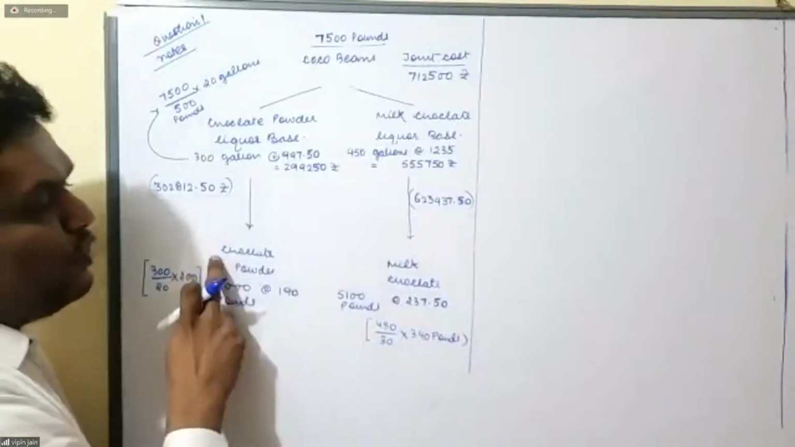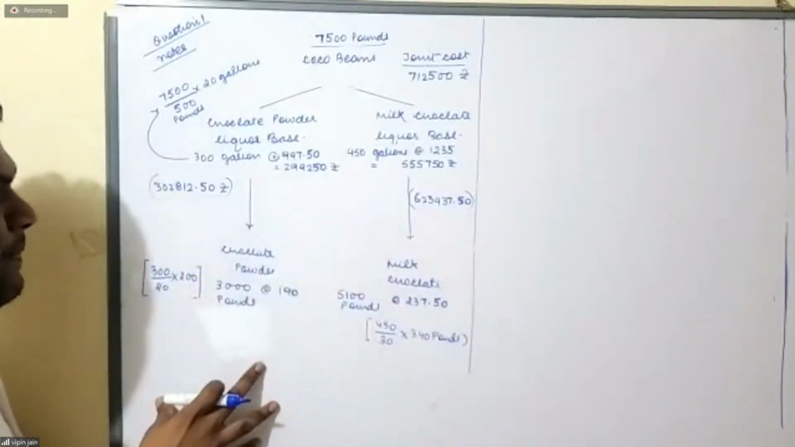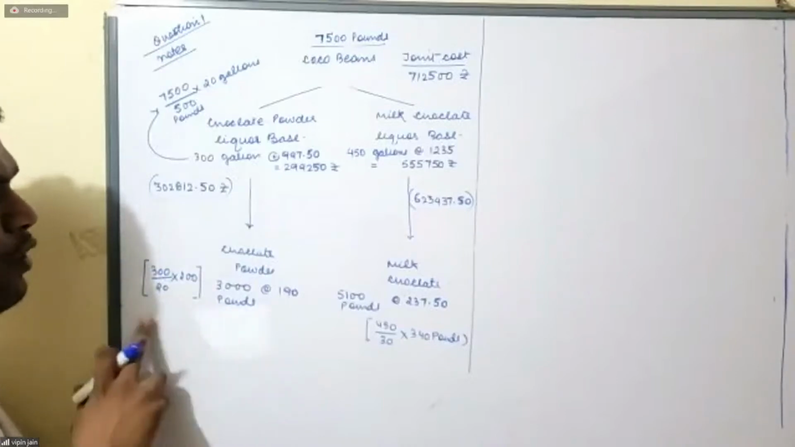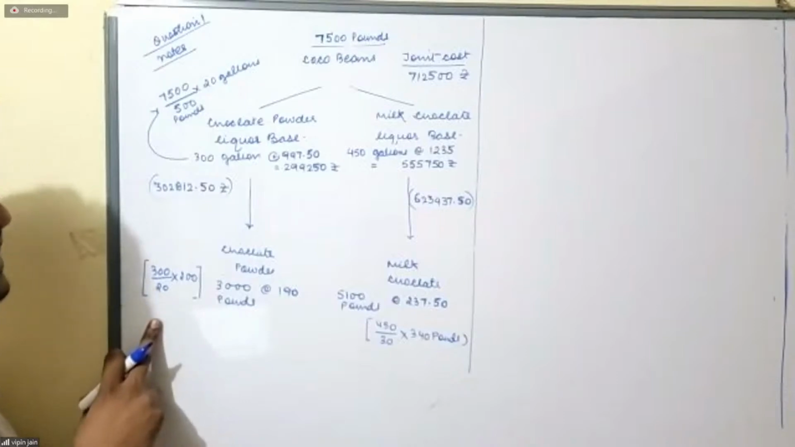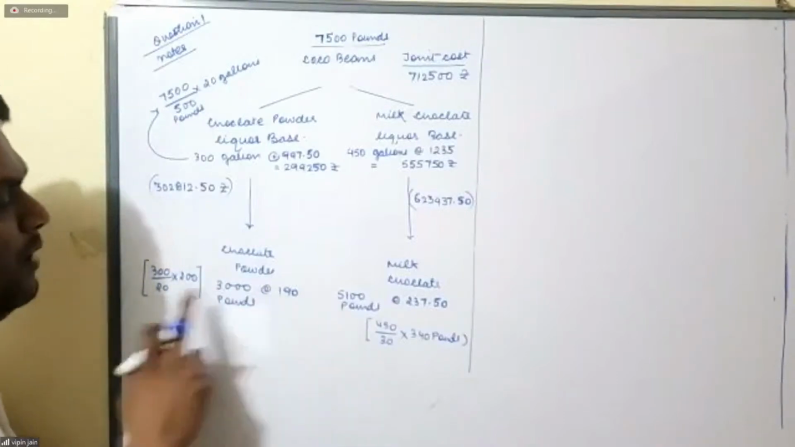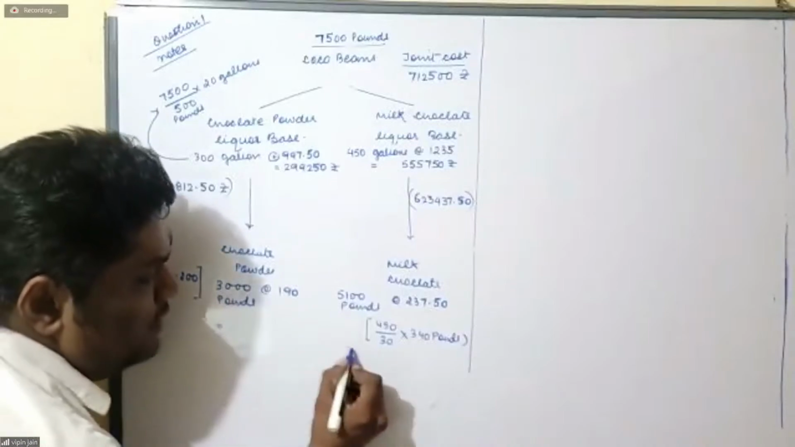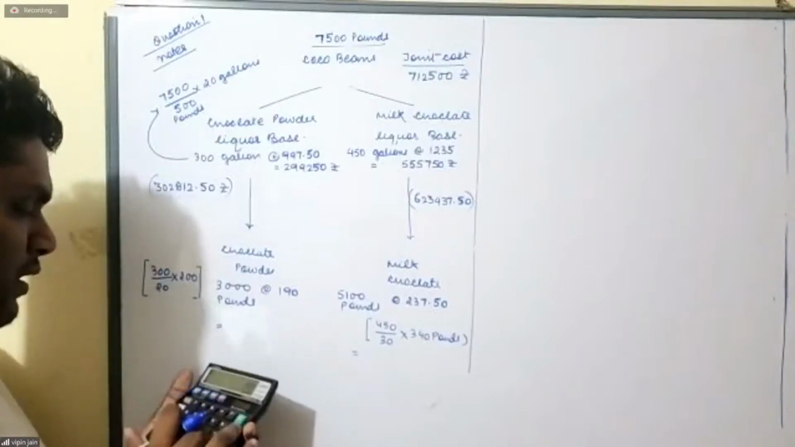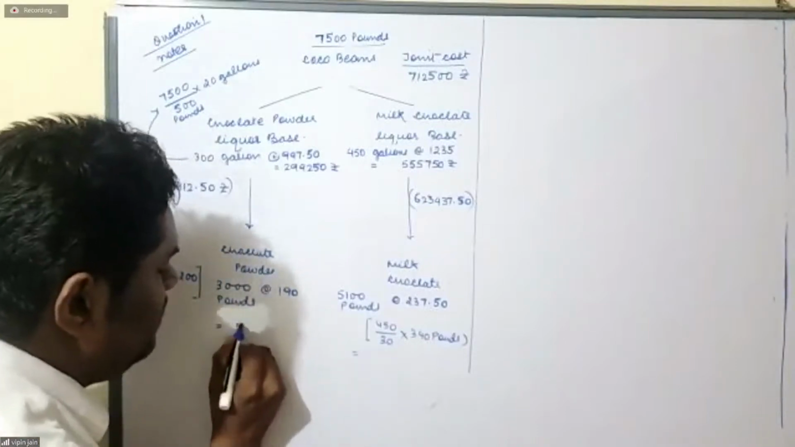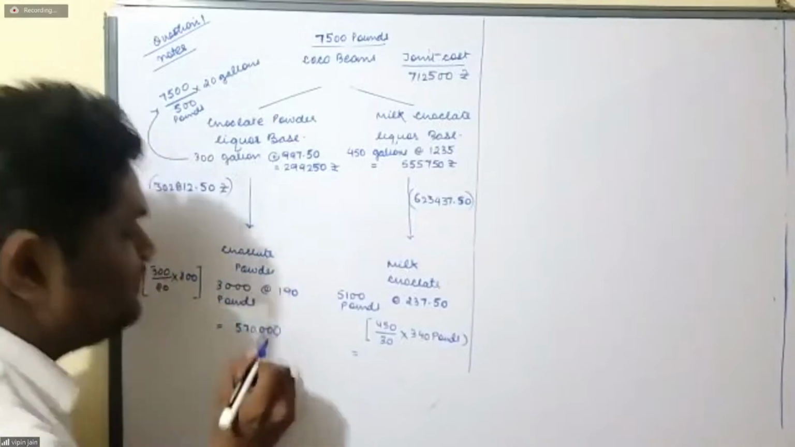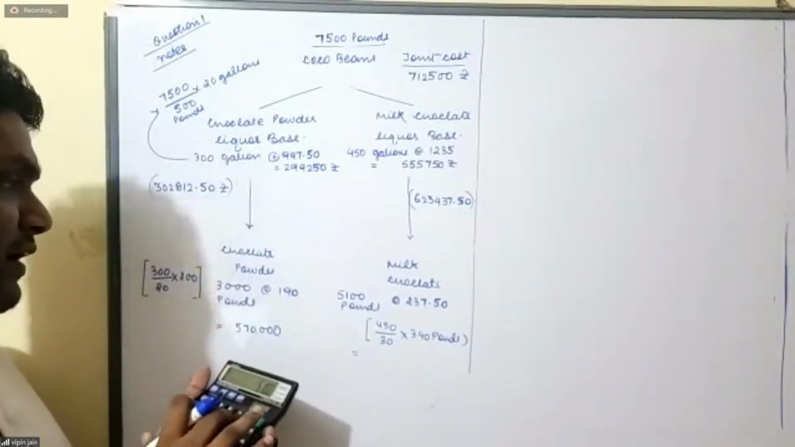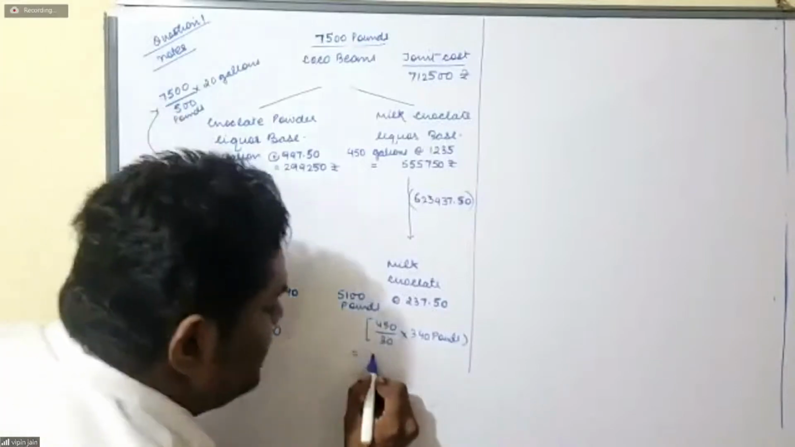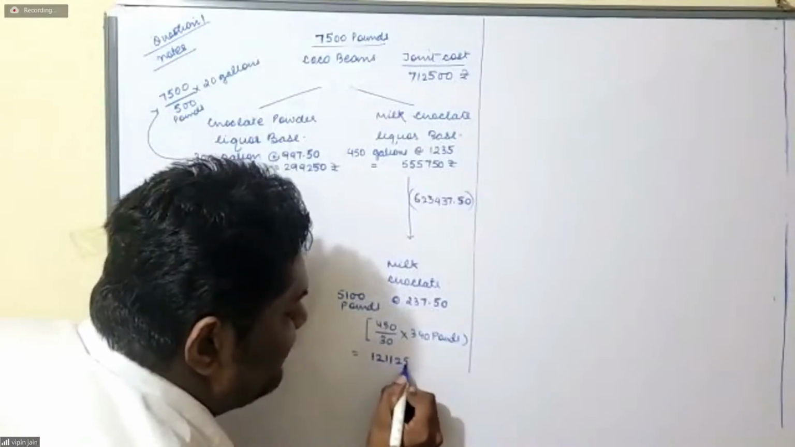Again, my final products are chocolate powder and milk chocolate. So a total of 3,000 pounds were manufactured of chocolate powder. How come 3,000 pounds? I have already written the explanation. And how come 5,100 pounds? I have written the explanation. We'll also calculate the market value. That is 3,000 into 190. So this will be 5,70,000. And 5,100 into 237.5. So this will be 1211,250.